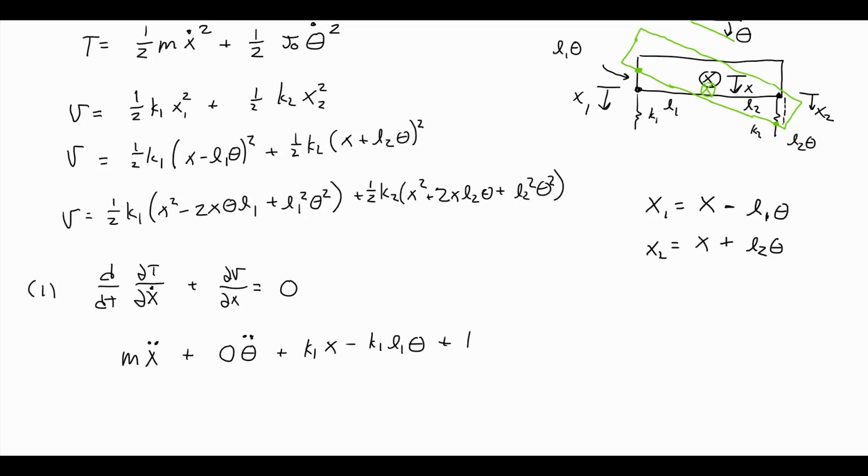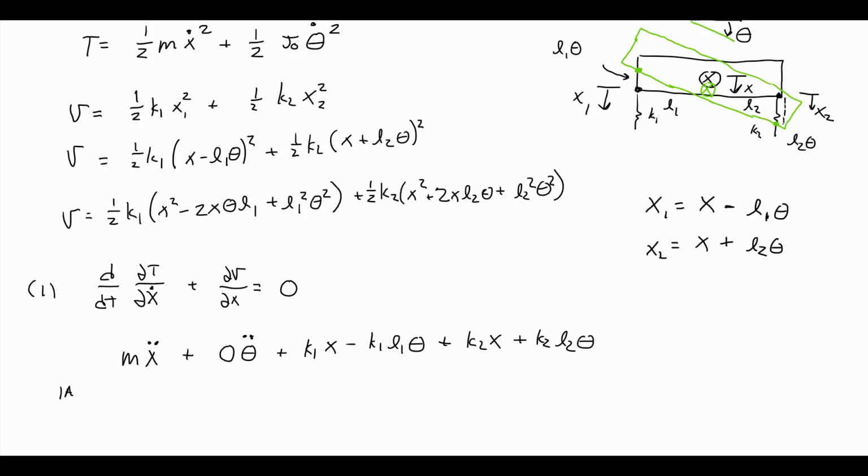I will have there a k2 x, the x squared, the 2 will cancel. The 2 and the 1/2 will cancel on the next term, so I will be left there with a k2 L2 θ. And then the third term in the second grouping will also cancel out.